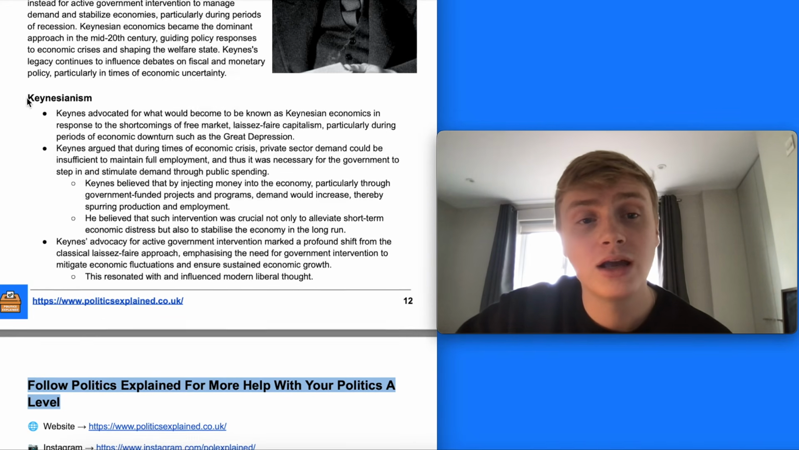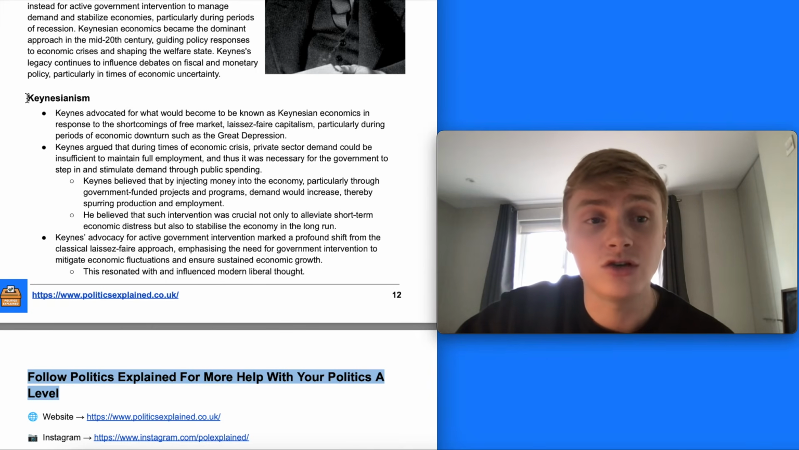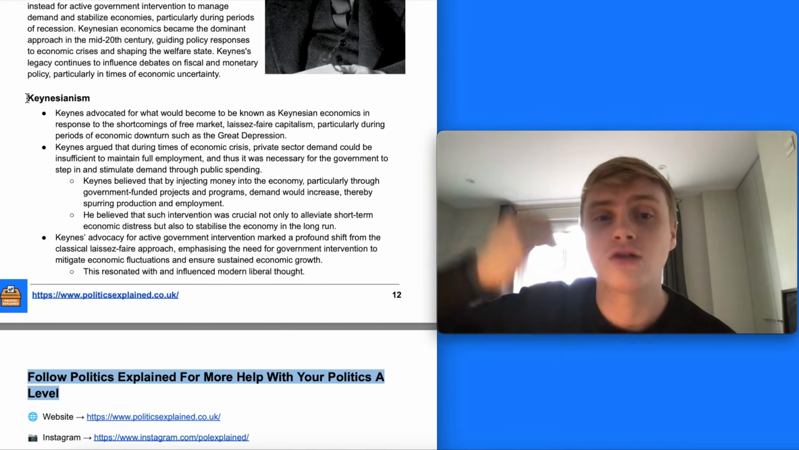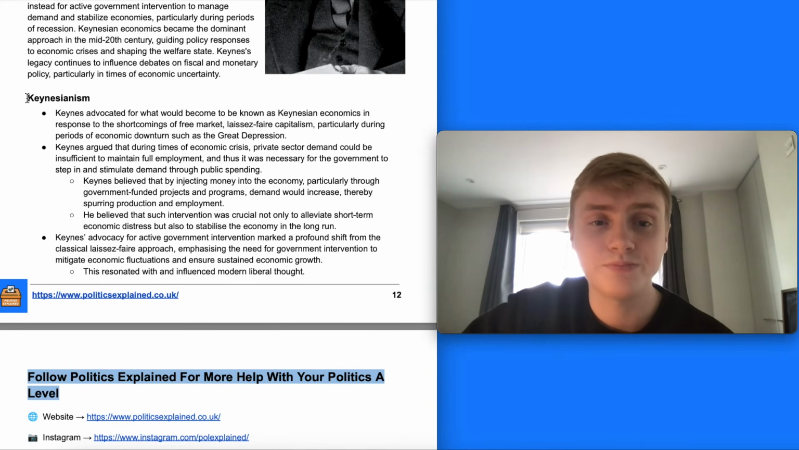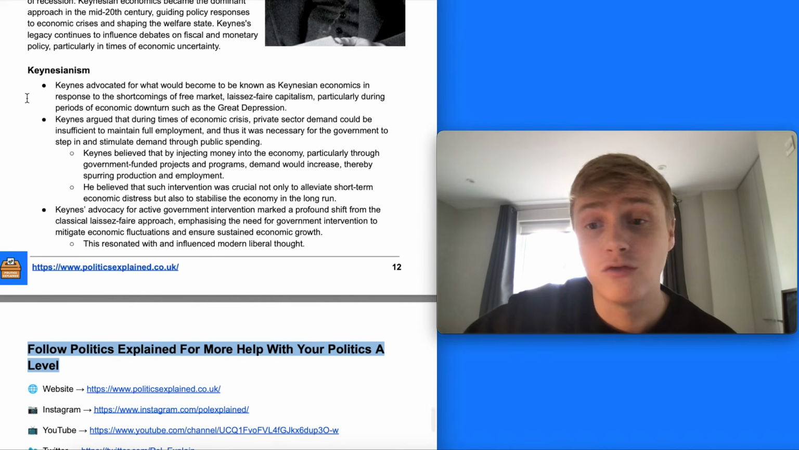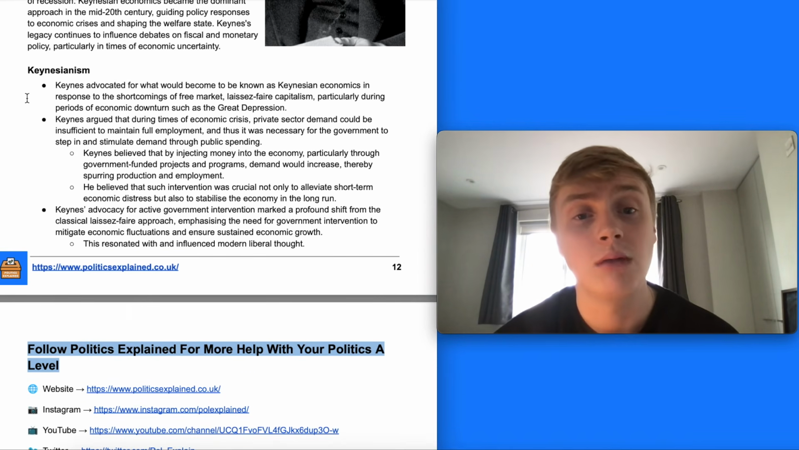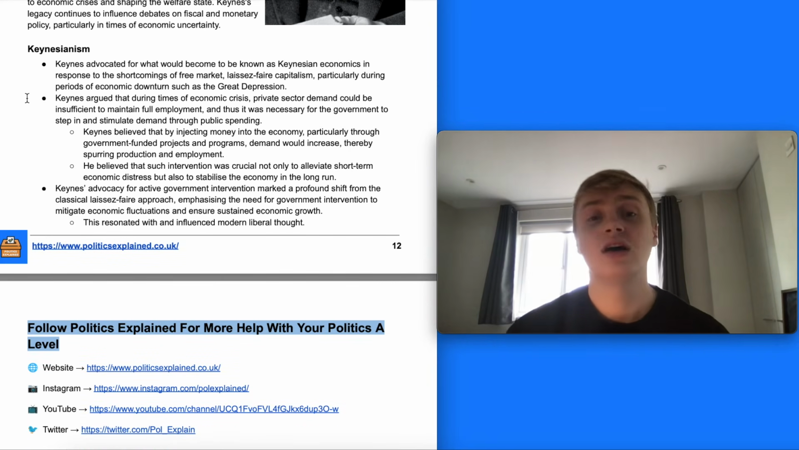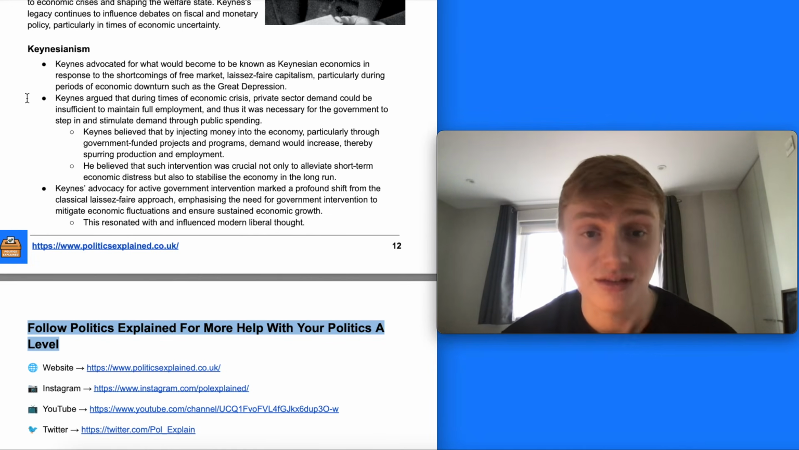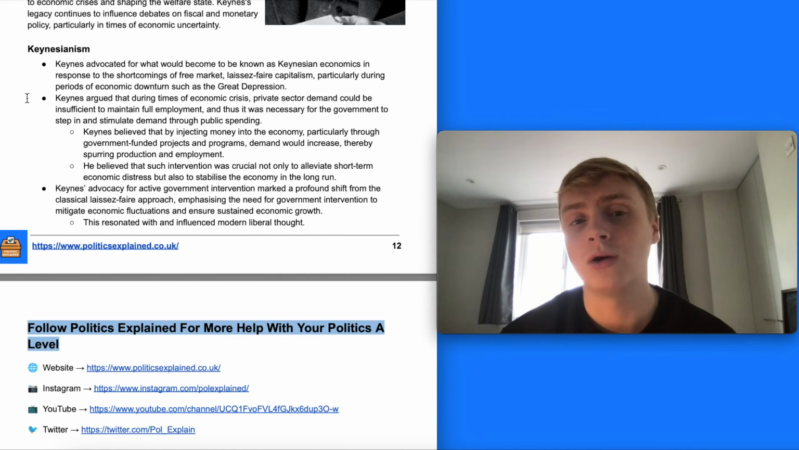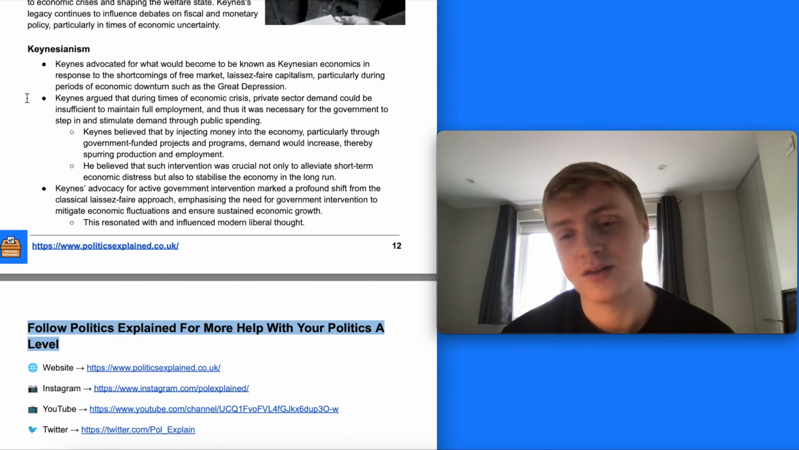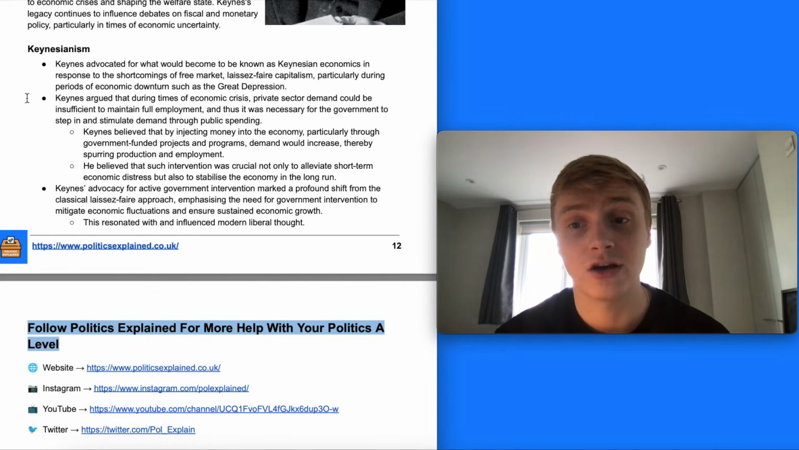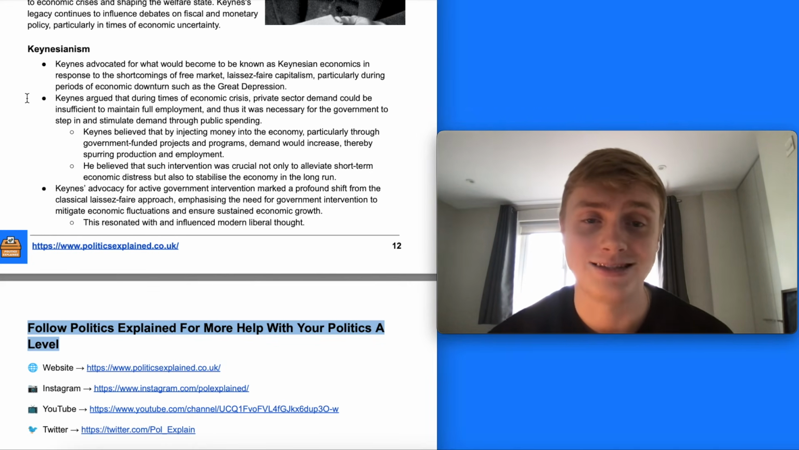And he argued that during times of economic crisis, private sector demand could be insufficient to maintain full employment, and it was necessary for the government to step in and stimulate demand through public spending and lowering interest rates. Therefore, by injecting money into the economy at the right time, demand would increase, spurring production and employment. So state intervention is crucial in times of economic downturn, but he thought it was also important to stabilise the economy in the long run. You see the modern liberal shift away from laissez-faire economics and a hands-off approach in economic affairs to recognising that the state has an important role to play.